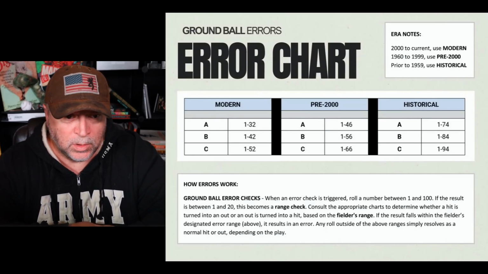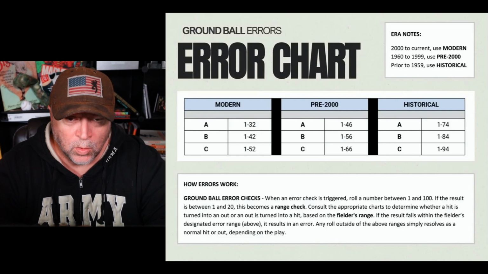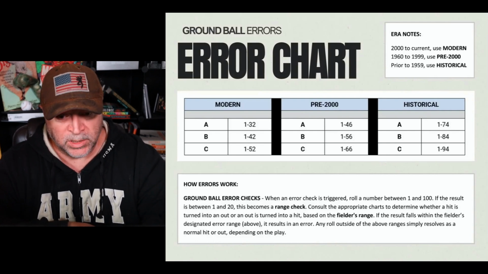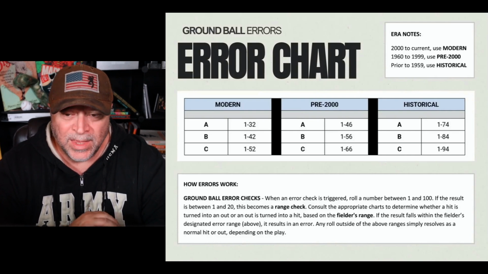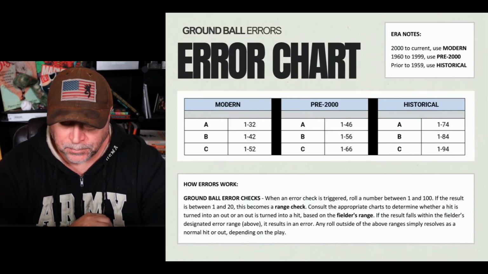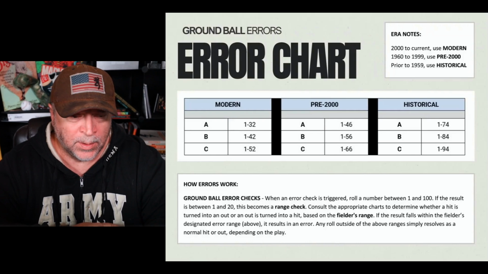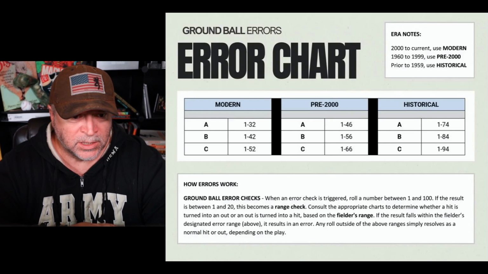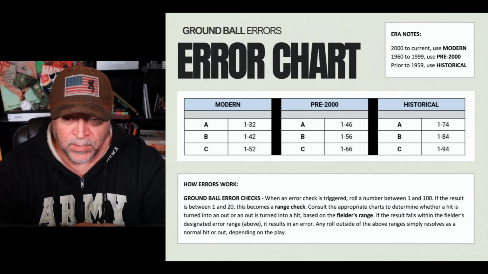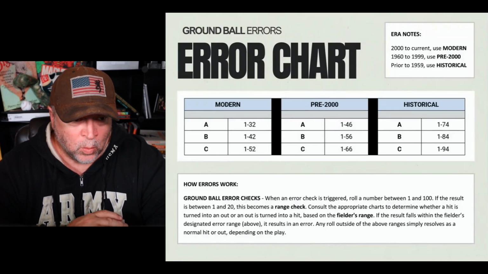I want to announce that I've put together a new error chart, and I'm going to explain why I made the changes and why I evolved the error system just a little bit. Before I do so, I don't want anybody to panic. It's not going to change the game. It's not changing the rules of the game. It's not changing how the game plays. This is just an added new upgraded error system. You don't have to implement this. It's completely optional. And here is the way it works.